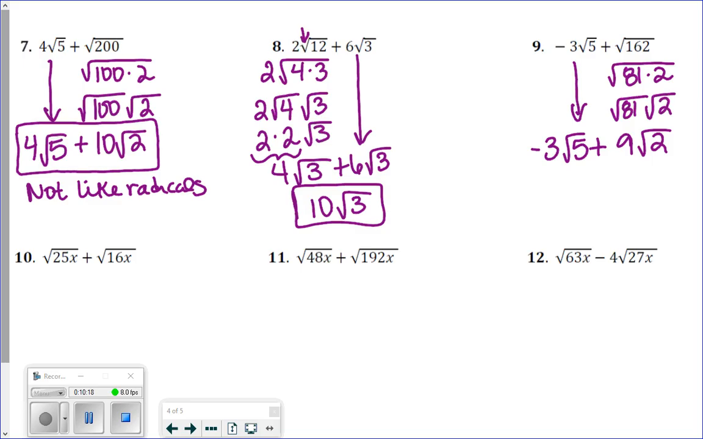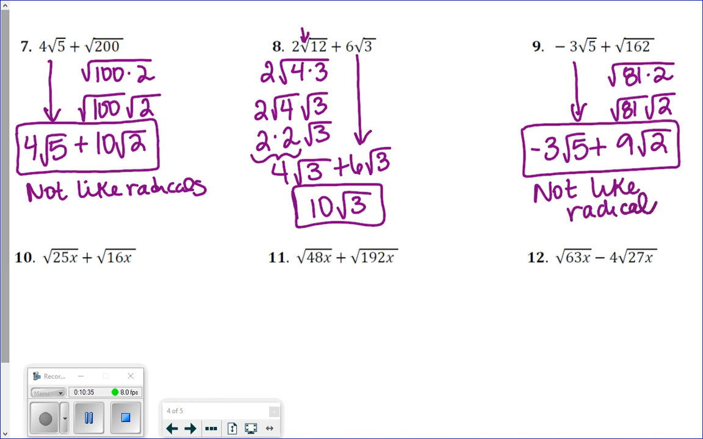So now that they're both fully simplified, the question is, do I have like radicals? I do not. These are not a match, so I cannot take that any further. This is the end of the road because these are not like radicals. Just so you understand where that's coming from.